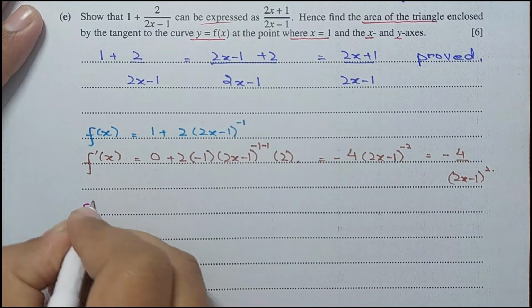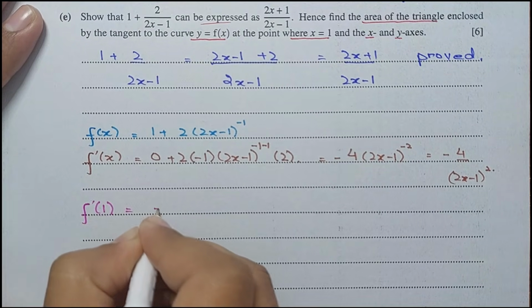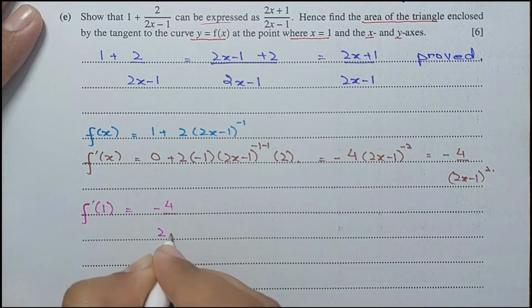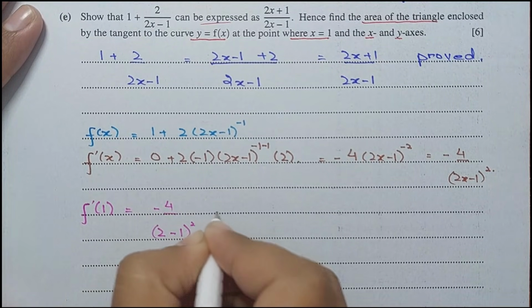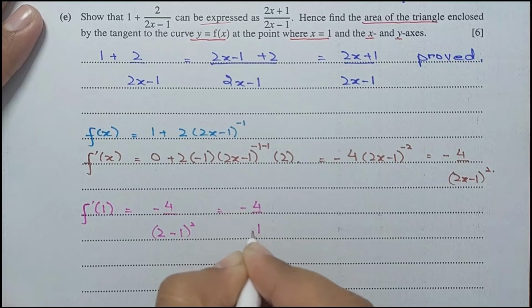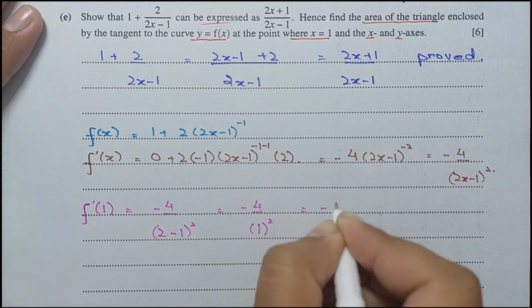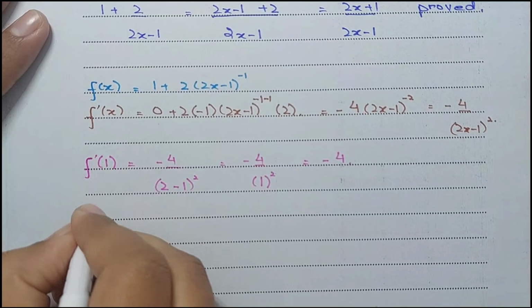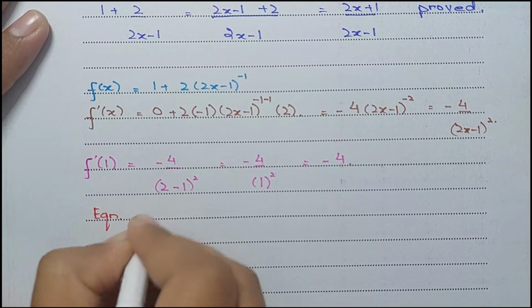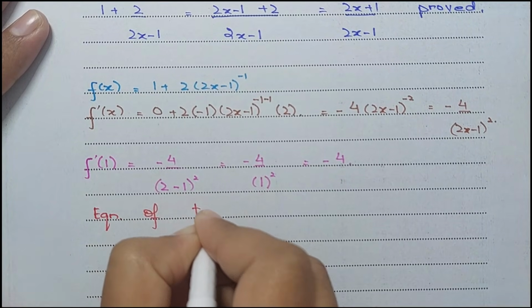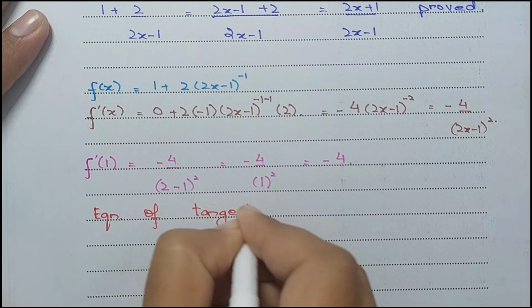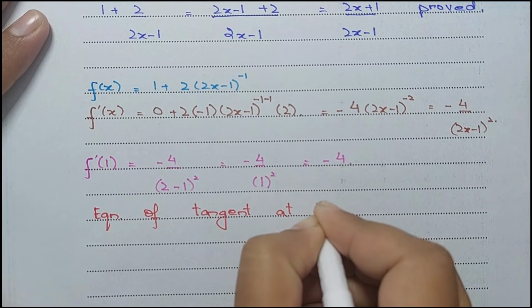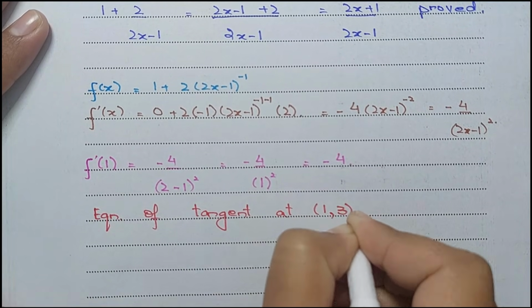Now what is f prime of x at x is equal to 1? F prime of 1, right? Minus 4 divided by (2 minus 1) whole square. So 2 minus 1 is 1, 1 square is 1, so it is just negative 4, right? Now we need to figure out the equation of tangent at the point when x is 1, the y value is 3.